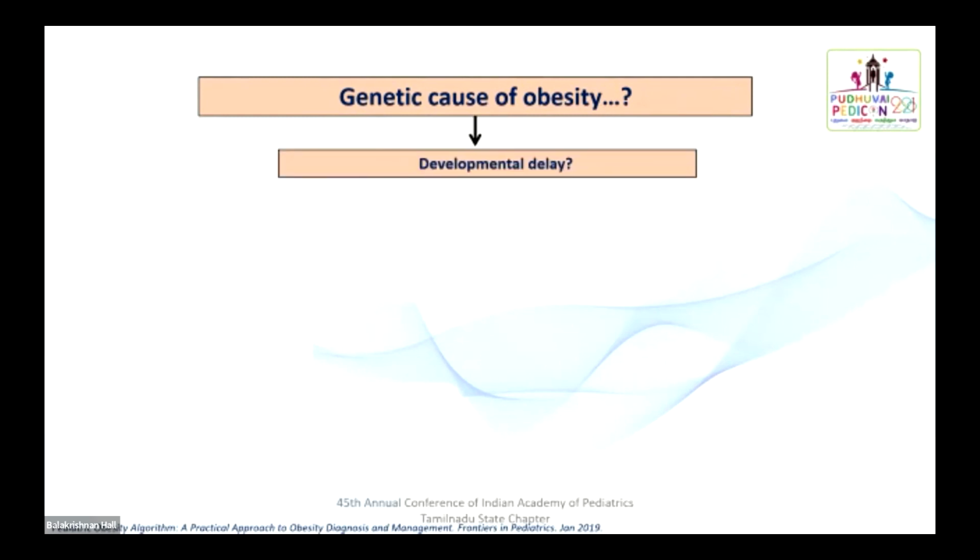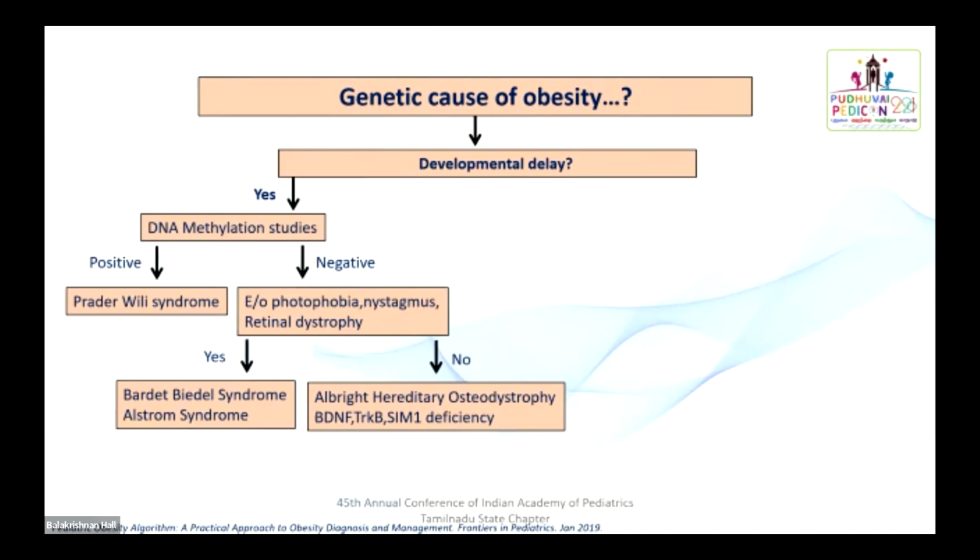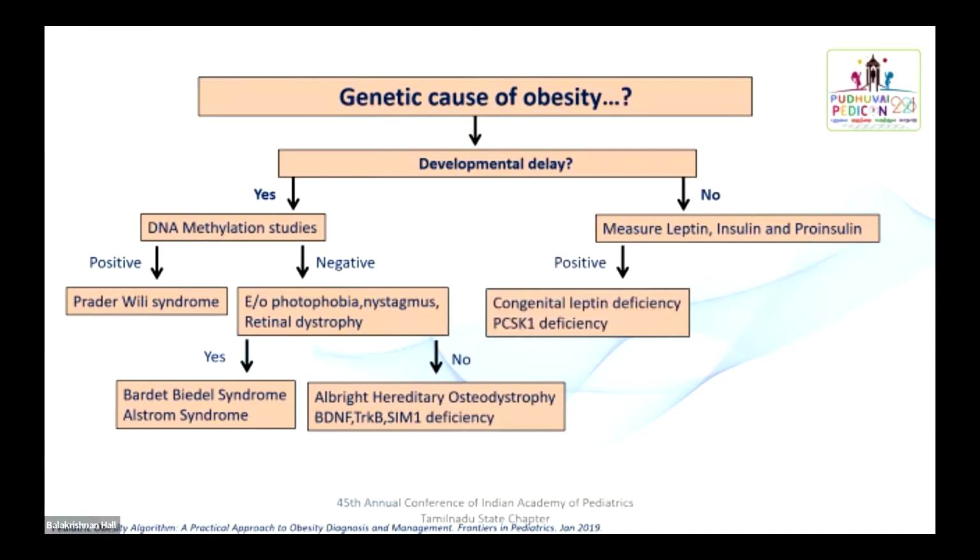The first step is to ask ourselves if this child has developmental delay. If yes, and he has features of Prader-Willi, get a methylation test done, confirm Prader-Willi, else try to rule out Bardet-Biedl, Alström, or Albright hereditary osteodystrophy, which has hypocalcemia and pseudohypoparathyroidism. If there is no developmental delay, there is a defect in the leptin-pro-opiomelanocortin pathway. Check for levels of leptin.